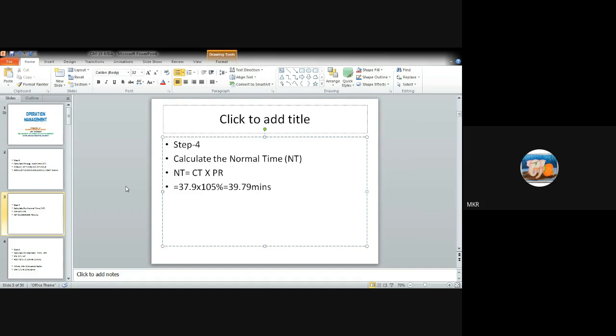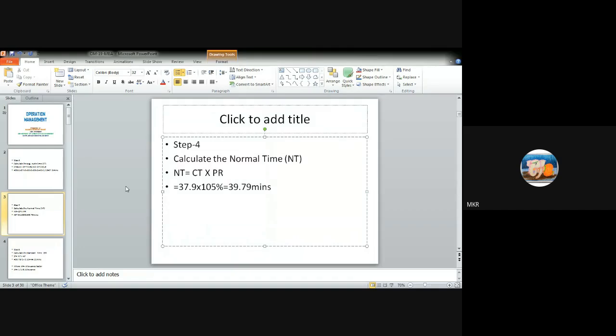Is it clear? Yes, sir. Moving to the next one, the last point. It is suitable for analyzing group activities and repetitive activities which take longer duration.